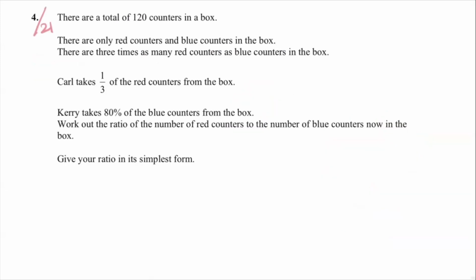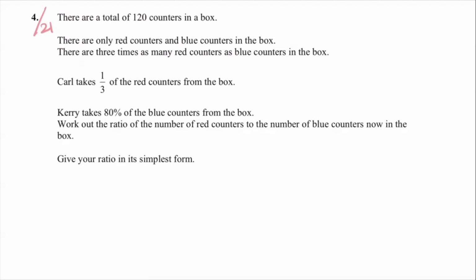So we've got red and blue counters in a box. There are 3 times as many red counters as there are blue counters. Carl is going to take a third of the red counters. Kerry takes 80% of the blue. And we've got to work out the ratio of the number that are left in the box.